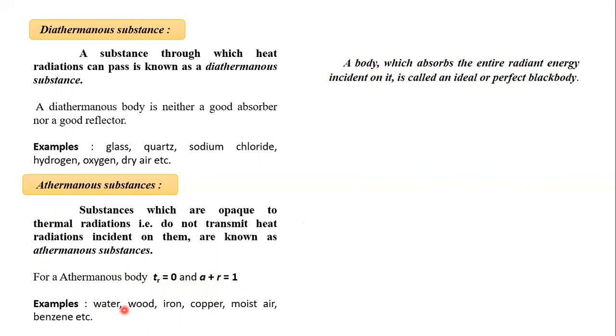The examples are water, wood, iron, copper, moisture, etc. or benzene. These are examples of athermanous substances.